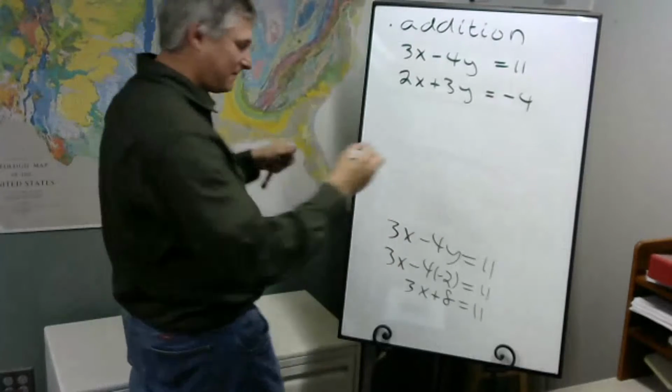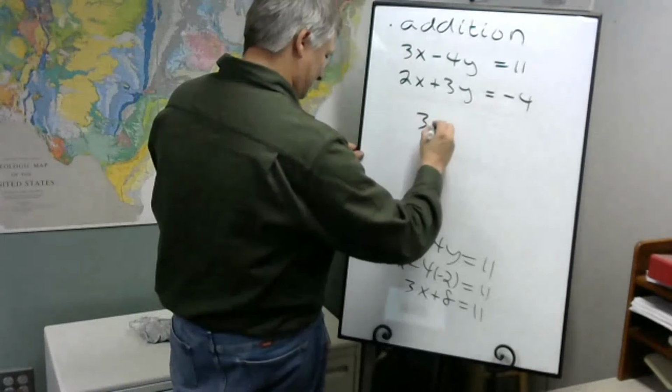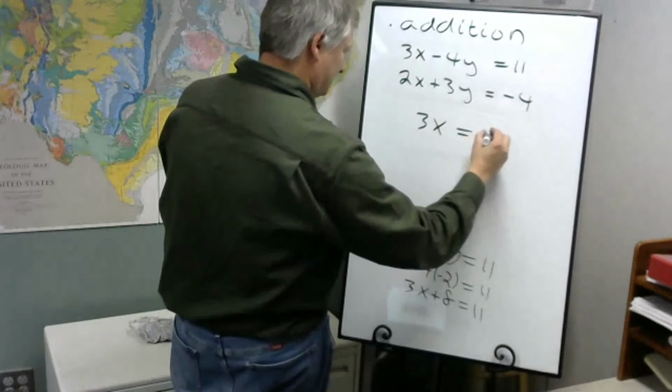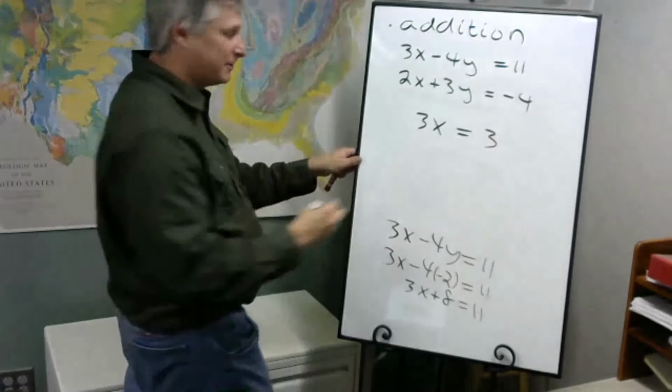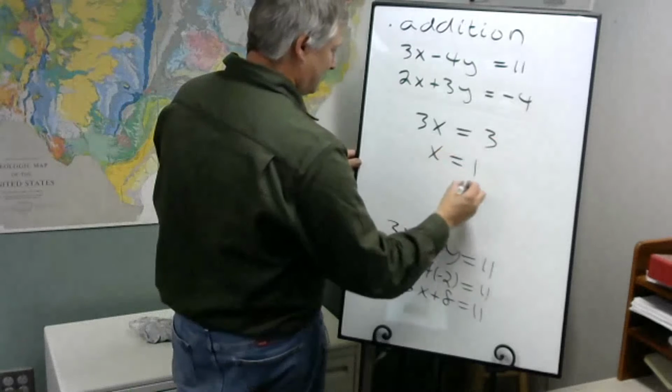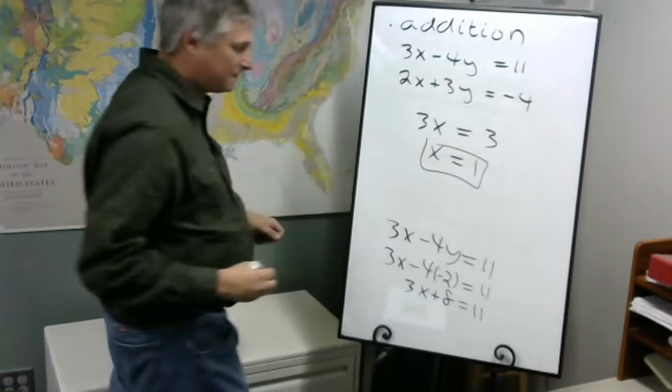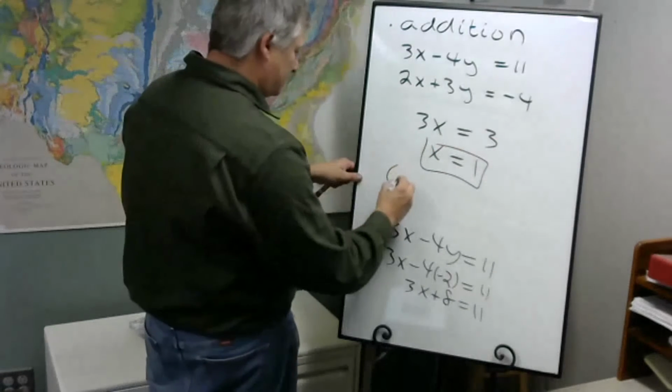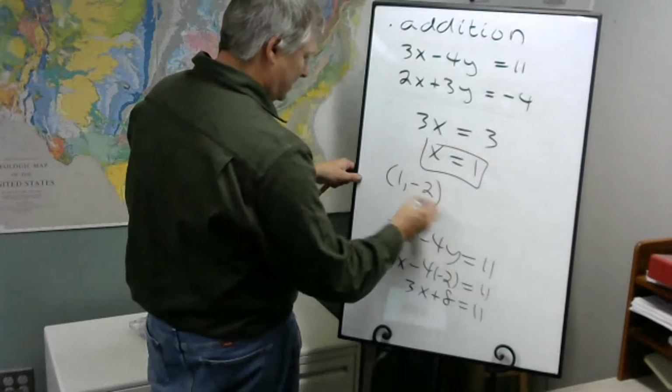Subtract 8 from both sides. Divide both sides by 3. And that's our x value. So the answer to this solution is 1, negative 2.